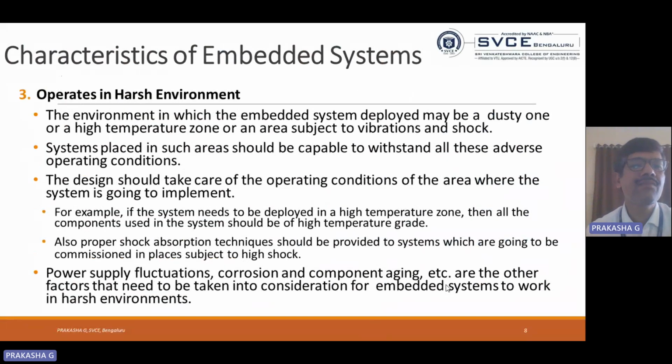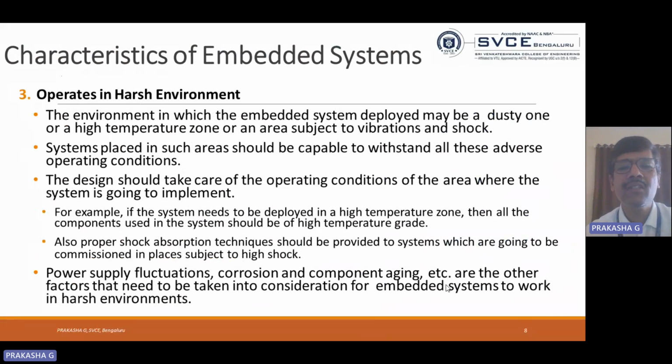The third characteristic is that an embedded system operates in a harsh environment. The environment in which the embedded system is deployed may be a dusty one, or a high temperature zone, or an area subject to vibrations and shocks. That's what I told you. Where a human being cannot enter a particular area or environment, embedded systems can be used over there.